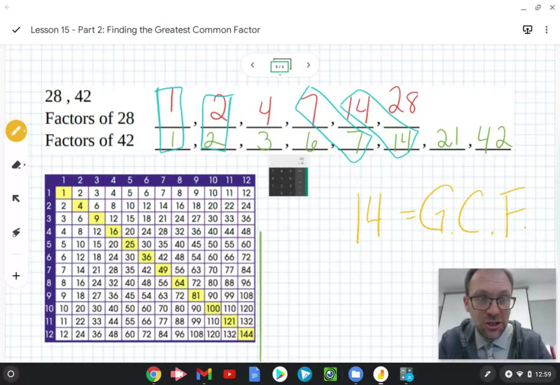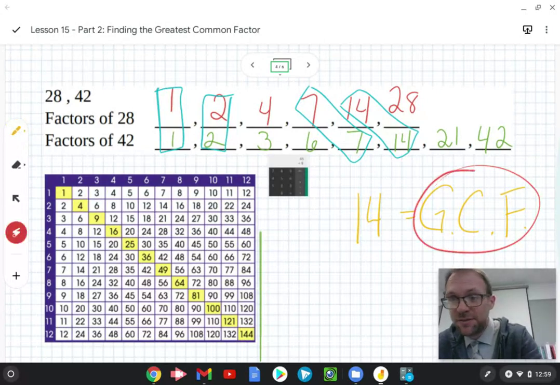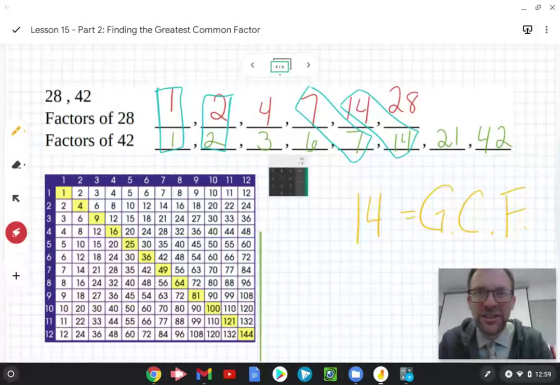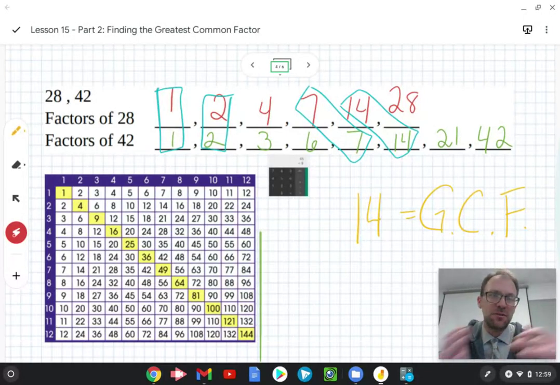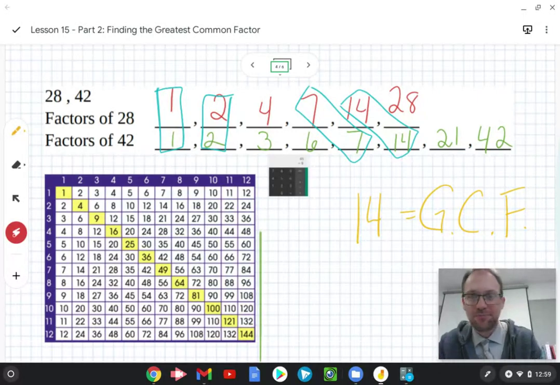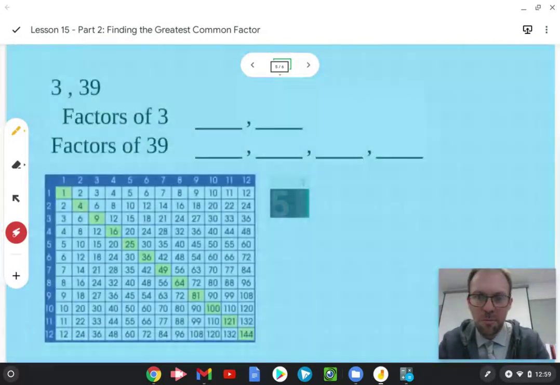And that abbreviation, GCF, is quite often used by teachers, textbooks, and websites to mean greatest common factor. And that's why I'm writing it, just to introduce you. So the greatest common factor for 28 and 42 is 14. Okay. Let's try one more.